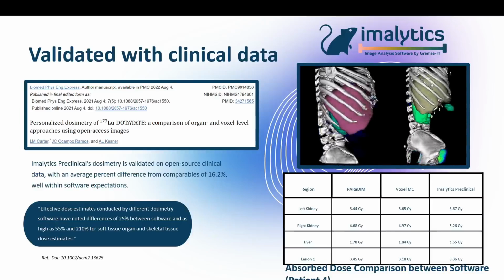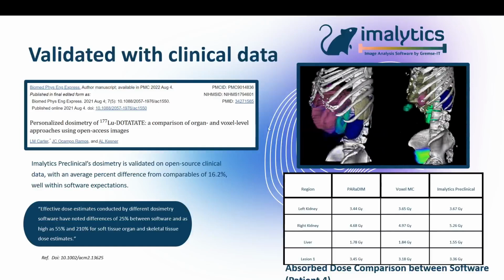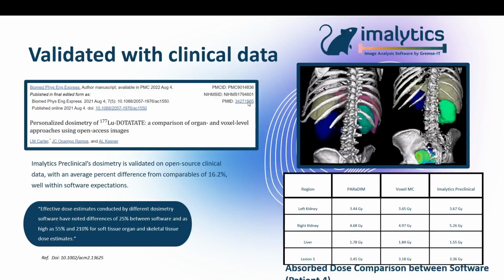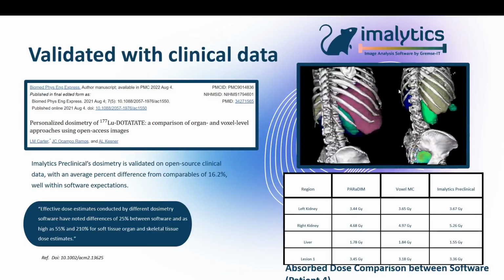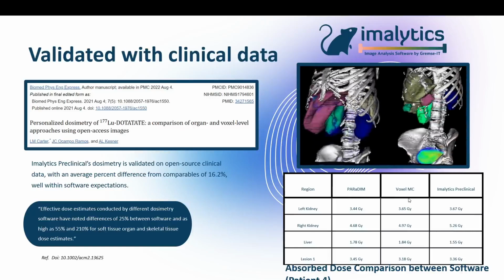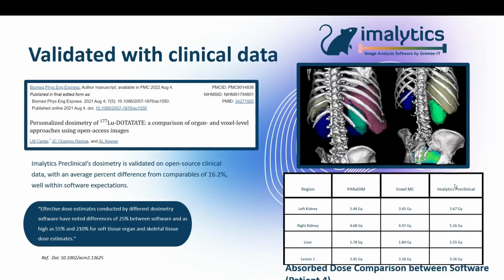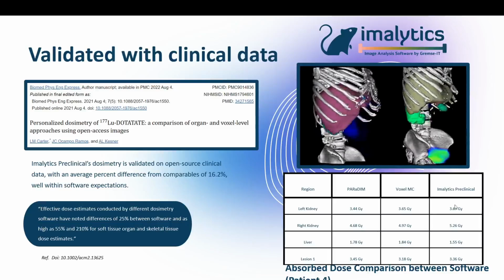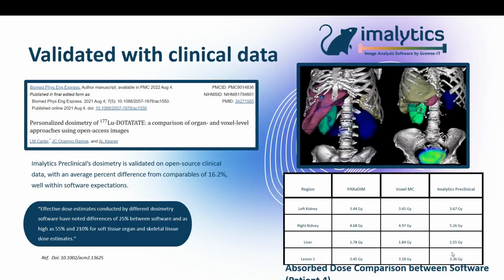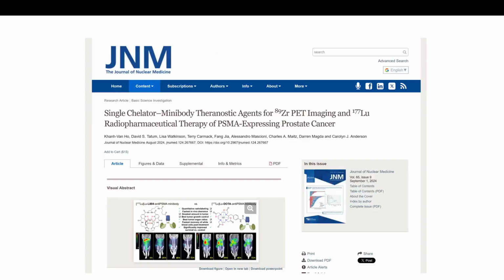We validated our software with clinical data. Here from this paper, we found published example datasets from a Siemens SPECT-CT scanner. And in this publication, they compared two different voxel-based dosimetry software tools, and our software generated similar absorbed radiation dose values for different organs and tumors. We are also happy that recently the first paper was published in preclinical research by the group of Carolyn Anderson in Missouri.